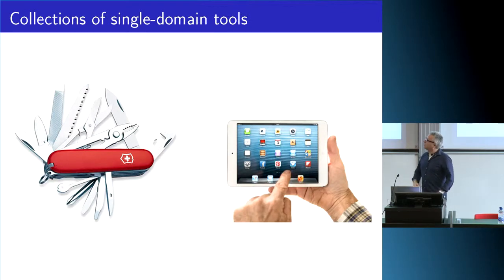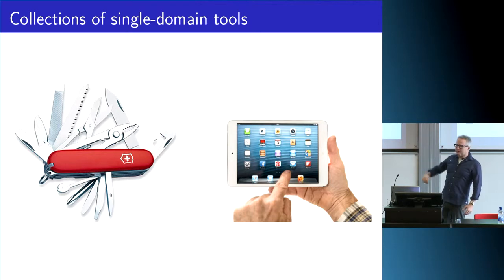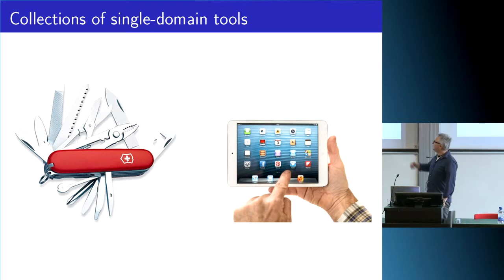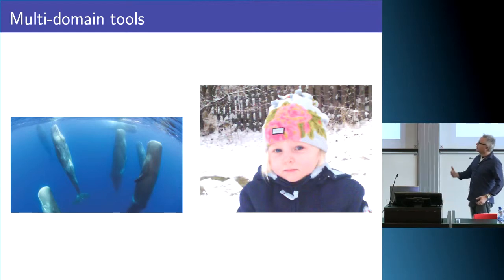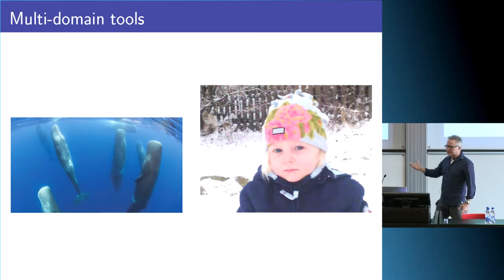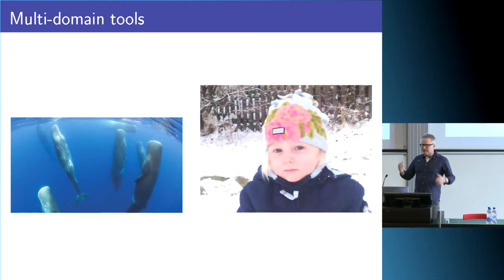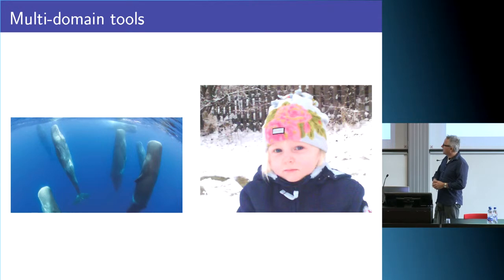And then we have collections of one-trick ponies, you can say, single-domain tools. For example, this Swiss Army knife can do many things, but it's just a collection of single-domain tools. The same holds for an iPad, with lots of different applications that are specialized in basically one thing. But then we have multi-domain tools in the brains of mammals, for example. They can adapt to many different situations and they can learn new things.